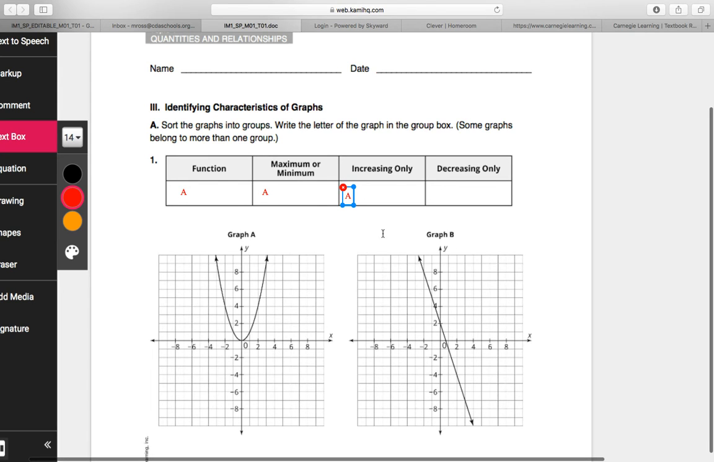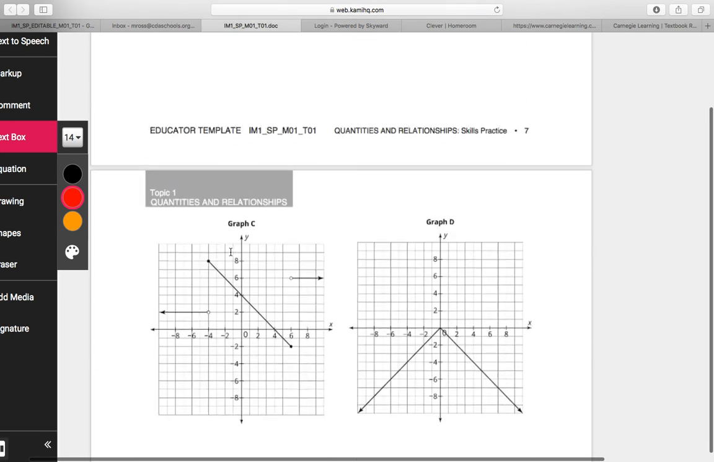If I went and did B, right, B would pass as a function. So we would have had to put B here. It doesn't have a maximum or minimum, right? Arrows are on both sides, so it's never ending on both sides, going left and right forever. Because it's never going to end, we actually won't have a maximum or minimum. And it is only decreasing. It's not increasing, so B would go there. So you're going to go through and do that with every single letter and place them where it needs to go. Please let me know if you have any questions on that one.